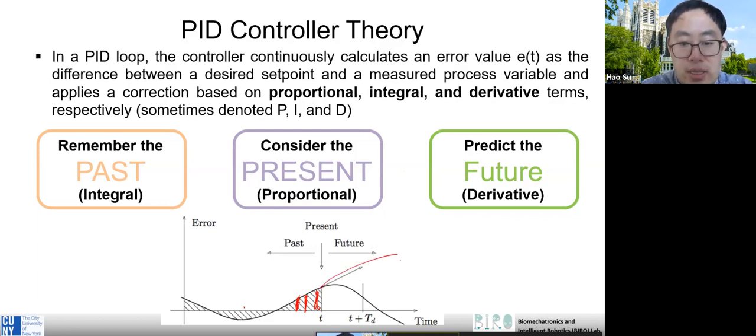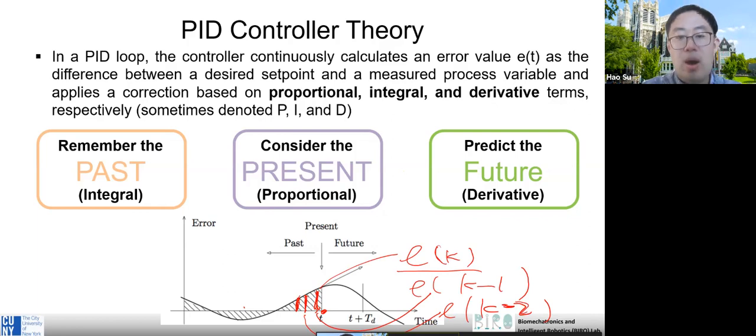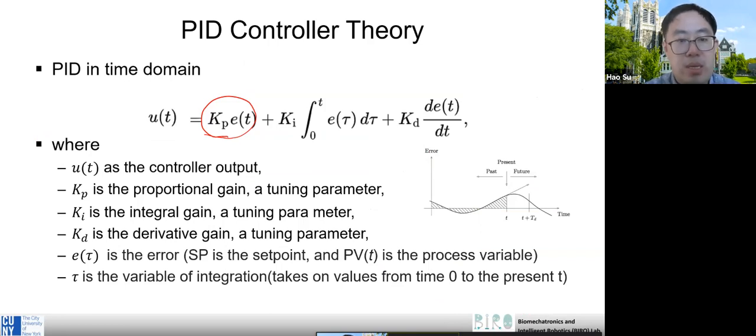If we call this EK, because a microcontroller is a discrete system, and if you define this as EK, you also know EK minus 1, and this is EK minus 1. And you can go one step further, EK minus 2. So you know all the history data. If you are in a continuous domain, you can do the time domain integration.